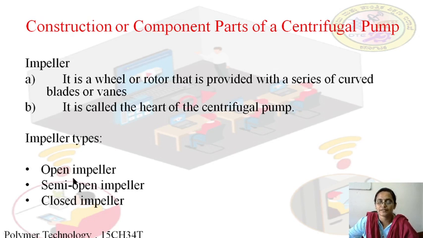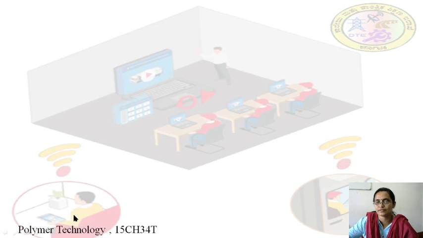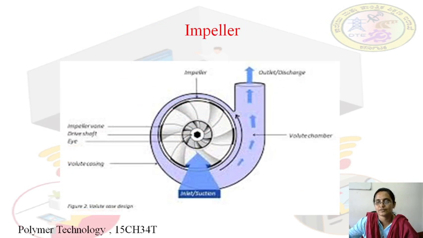Impeller types: there are different types: open impeller, semi-open impeller and closed impeller. Depending on the blades, they are divided into open, semi-open and closed. So this is the impeller.